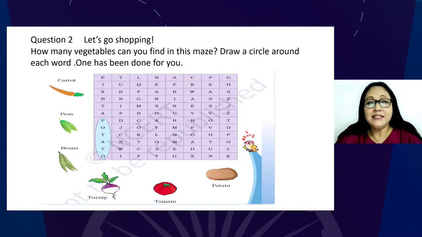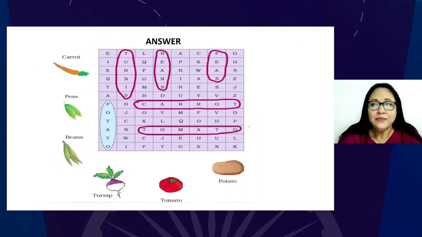Okay. But children, let's go shopping. Here is a puzzle, a maze. One vegetable is marked for you, that is potato. The clues are given all around, and you have to find and locate these vegetables in the entire maze. So you will circle them out. I'm giving you the answer here.